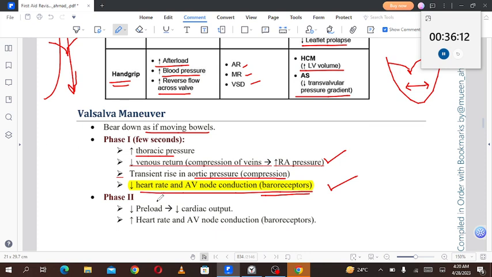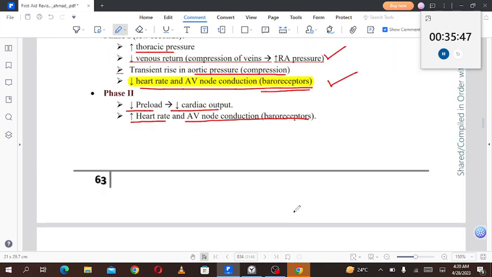In phase 2, the relaxation phase, the preload is decreased and the cardiac output is also decreased because of the decrease in the preload. There is an increase in the heart rate and AV nodal conduction because of the same baroreceptors, because now they will sense the decrease in pressure inside the thoracic cavity and also in the carotid sinuses or the aortic arches. Resultantly they will send a stimulus to the brain to activate the sympathetic nervous system, and that will cause an increase in the heart rate and also the AV nodal conduction.